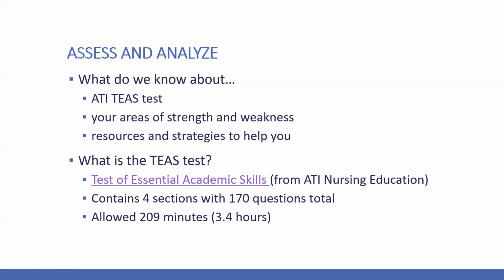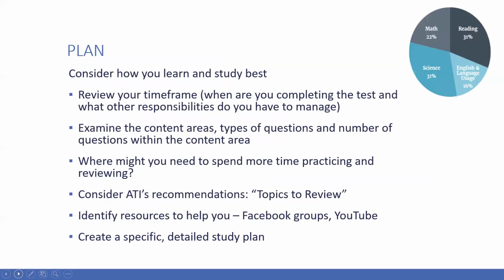The TEAS stands for the Test of Essential Academic Skills, administered through ATI Nursing Education. It has those 4 sections as we talked about, 170 questions total, and that time allowance, as I mentioned earlier, of 209 minutes, which is roughly 3.4 hours. Then, as far as your planning, you might look at the time frame you have available, whether you're taking the TEAS in 2 weeks, 2 months, or more.